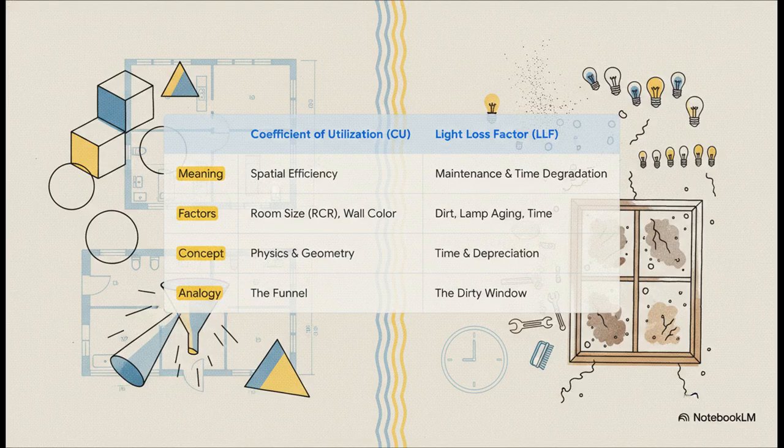CU is about spatial efficiency. It's physics and geometry. It's all about the room size, its shape, the wall colors. It's your funnel. LLF is about degradation over time. It's about maintenance, aging, and dirt. It's your dirty window. Just burn this into your brain. CU is space. LLF is time.